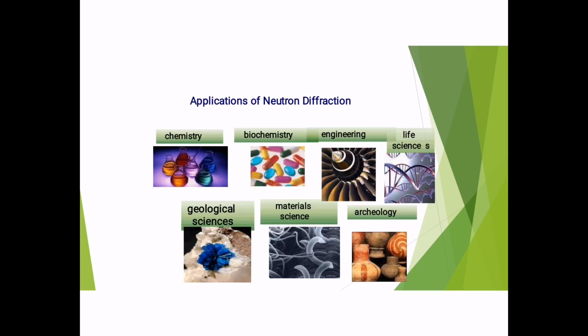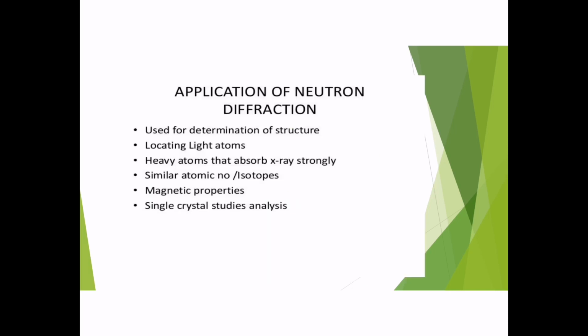Applications of neutron diffraction. It has applications in different fields: chemistry, biochemistry, engineering, life sciences, geological sciences, material sciences, and archaeology. It is used for the determination of structure, locating light elements like hydrogen and helium, heavy atoms that absorb X-rays strongly, atoms with similar atomic numbers, isotopes, magnetic properties of atoms, and single crystal studies.